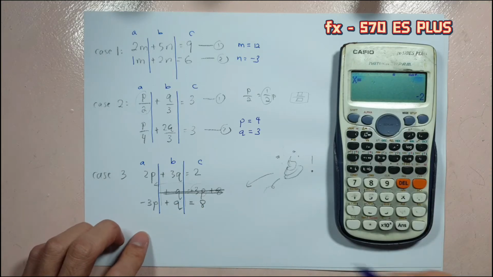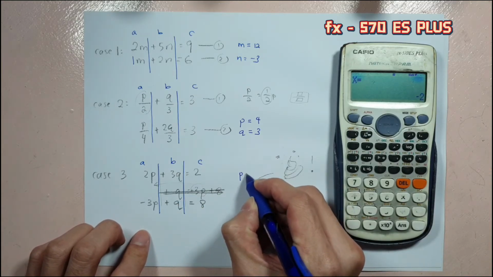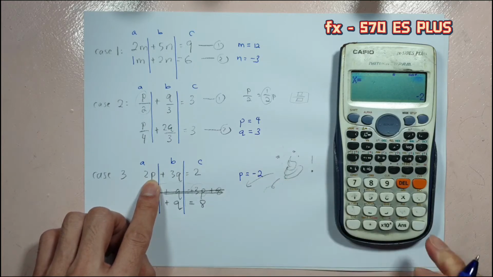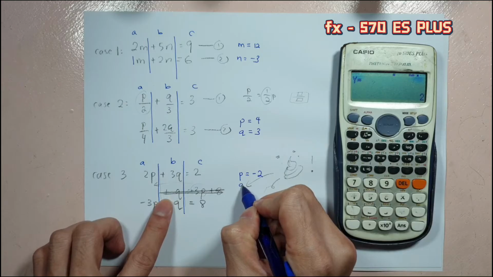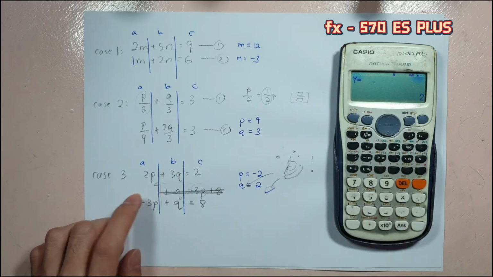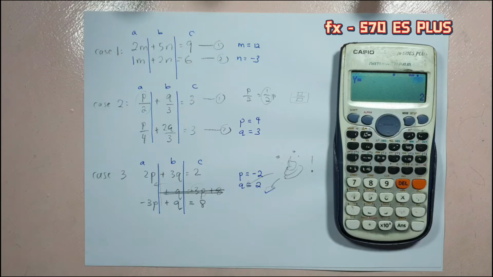X equals to negative 2. But you cannot put X, because yours is P. So this one is done already. Press equal again, your Q equals to 2. Done. Okay, so guys, this is how you check.